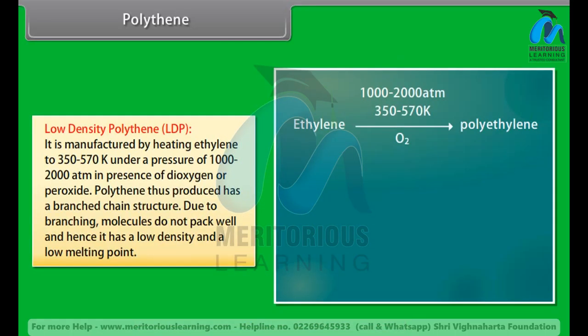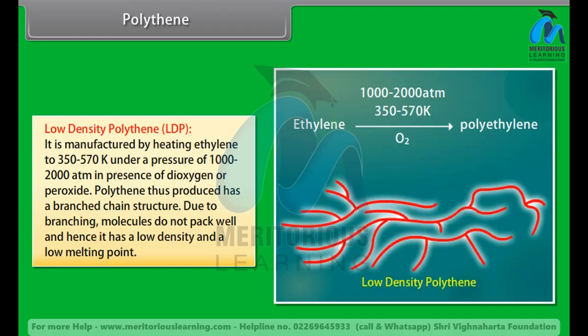Low-density polythene. It is manufactured by heating ethylene to 350 to 570 Kelvin under the pressure of 1000 to 2000 atm in presence of dioxygen or peroxide. Polythene thus produced has a branched chain structure. Due to branching, molecules do not pack well and hence it has a low density and a low melting point.